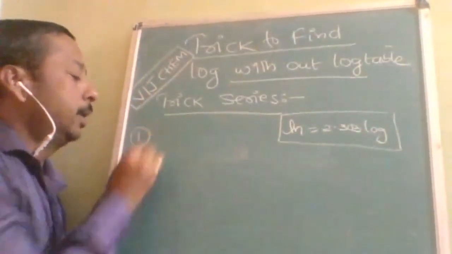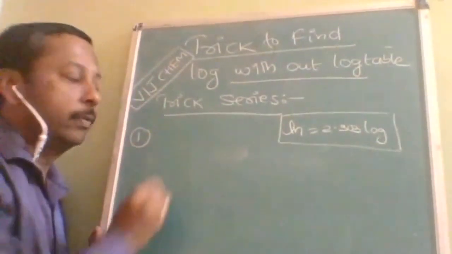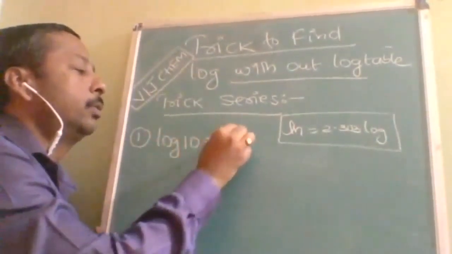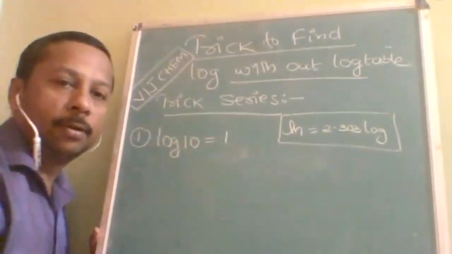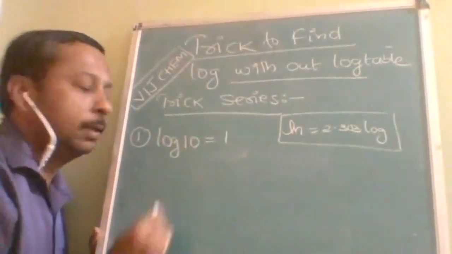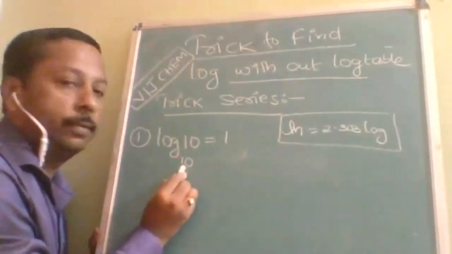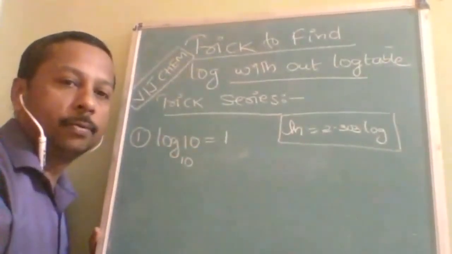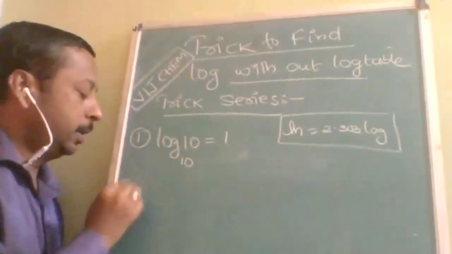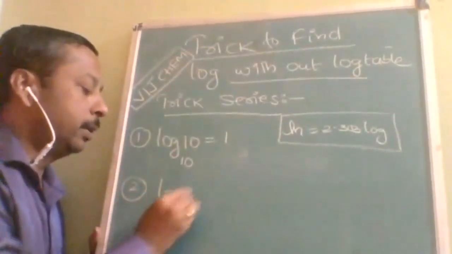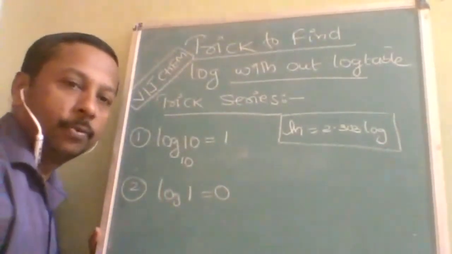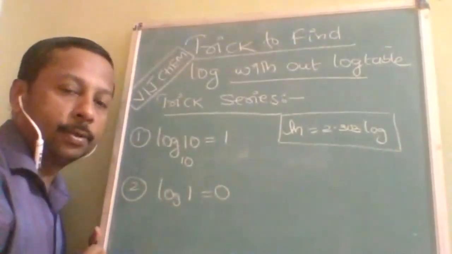Okay, and second, some basic formulas we require. First, you should know log 10 is equal to 1. Why? Simple, the base is also 10 and we take log 10. So that's why log 10 is equal to 1. Is it understood? Second one, log 1 is equal to 0. Why it is 0, that also I am going to tell you. Don't worry about that.